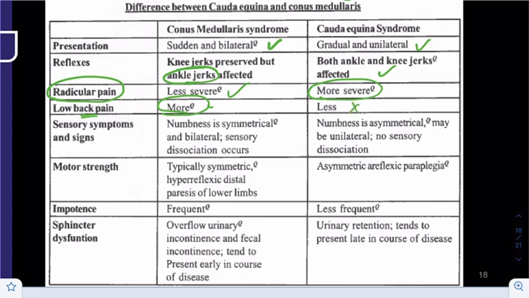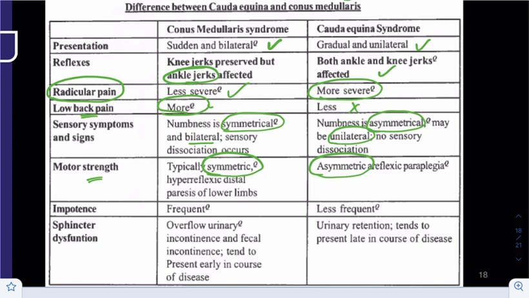And if you take the sensory signs and symptoms, as I have told you, in conus medullaris, it will usually be symmetrical. In cauda equina, it will be asymmetrical. So in conus medullaris, the numbness is symmetrical and bilateral. Whereas in cauda equina, the numbness is asymmetrical as well as unilateral. And the same thing applies to motor strength as well. Motor strength in conus medullaris is symmetrical, whereas in cauda equina, it is asymmetrical.